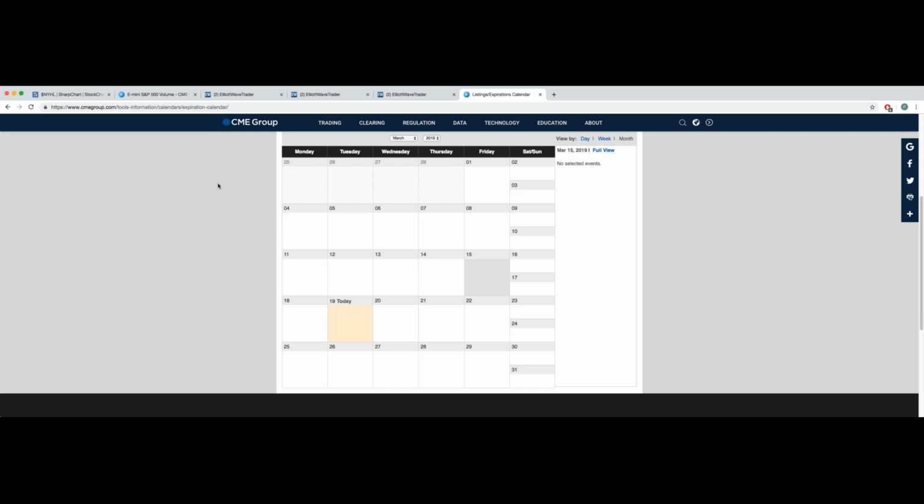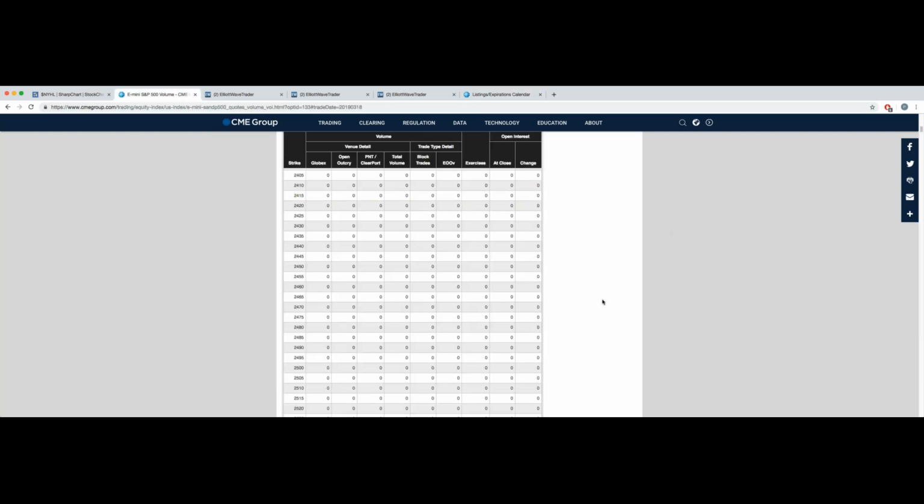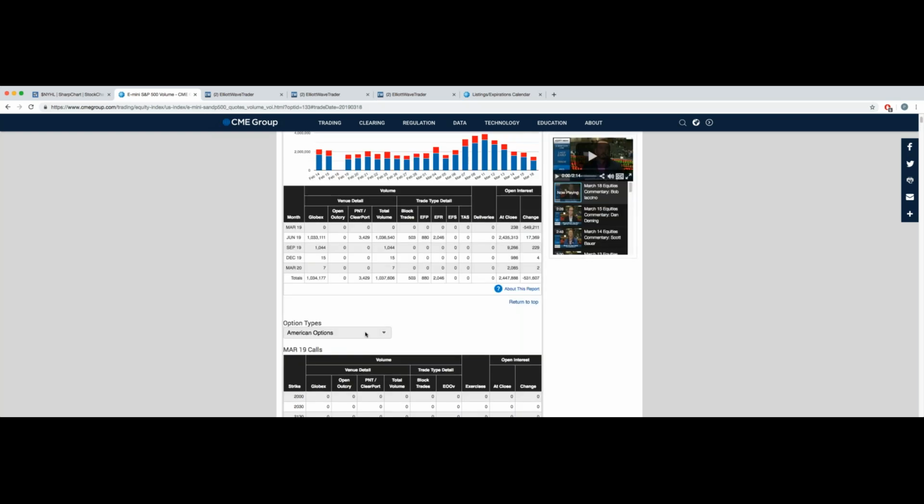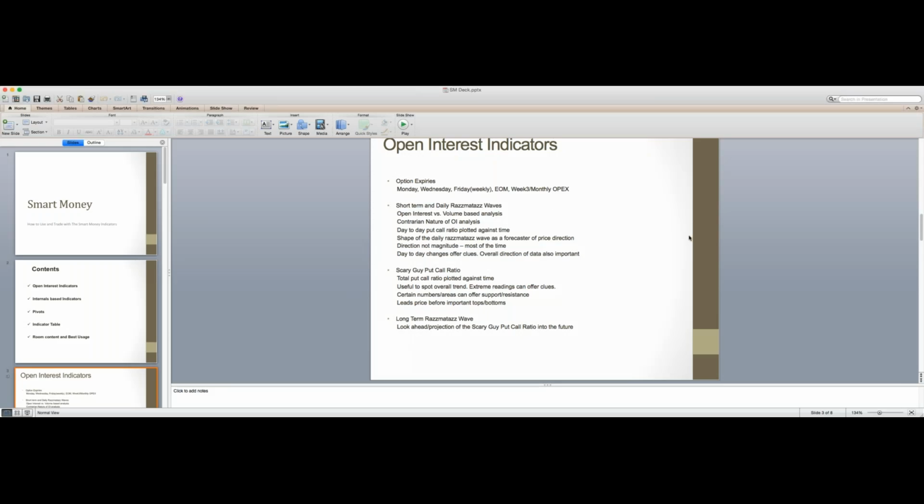So what we do is we collect all of this data. There is a website on CME that allows us to pull all of this data, the different expiries, week 1 to week 4, and the Monday and Wednesday, and all of that data. We get them all, and then we put them into a spreadsheet. And using that data, we create what is known as a razzmatazz wave. The razzmatazz wave has different versions. The shortest form of it is the short-term razzmatazz and the daily razzmatazz wave. We just call it the razzmatazz wave. It's nothing but open interest plotted against time.